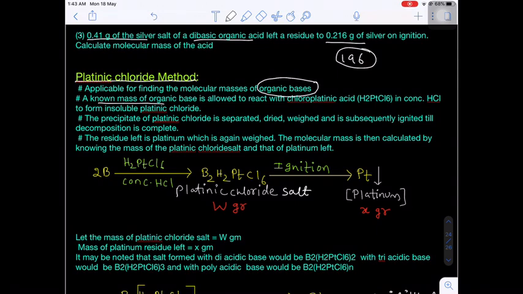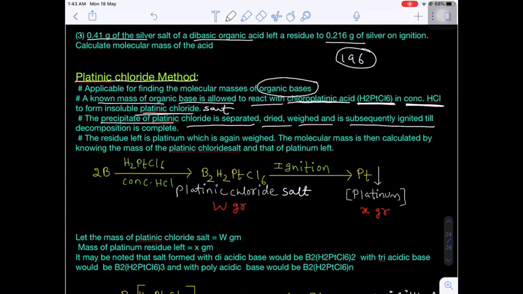In this also, a known mass of an organic base is treated with chloroplatinic acid, that is H2PtCl6, in the presence of concentrated hydrochloric acid, to form an insoluble platinic chloride salt. This salt gets precipitated and separated, it is dried and the weight is calculated, and subsequently it is strongly heated till the decomposition is completed. In the final residue only platinum will be left, whose weight is measured.